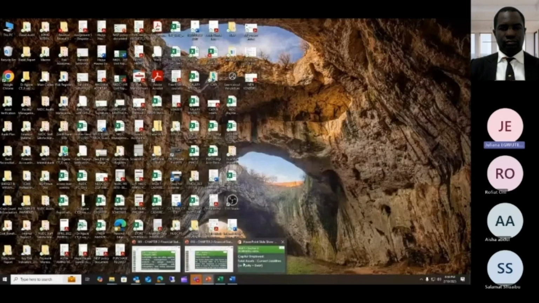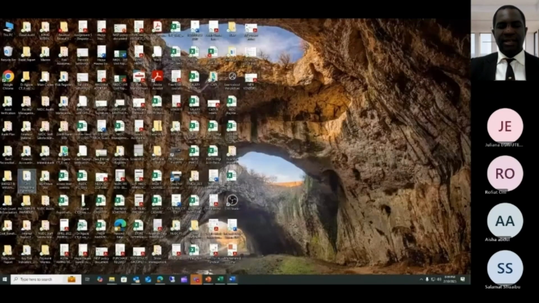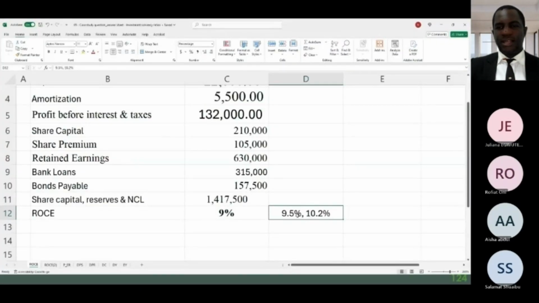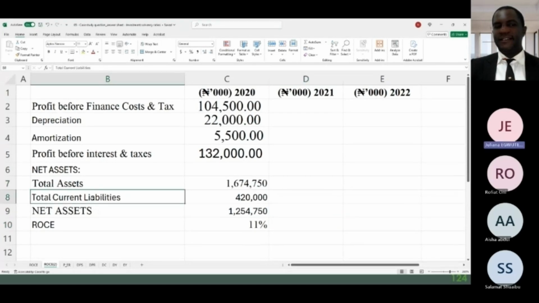I think, are we using the first formula or the second one? The second formula, that has the denominator as total assets less current liabilities. What about the share capital? Oh, we should use that. You've already given me the answer for the first one, 9.5% and 10.2 from the second person. So you want to do the second variant that has to do with total assets less current liabilities.